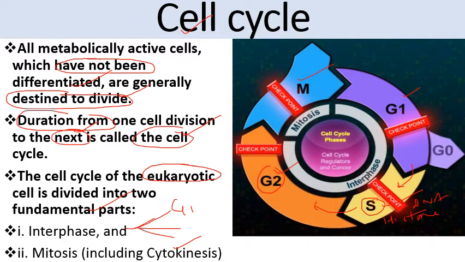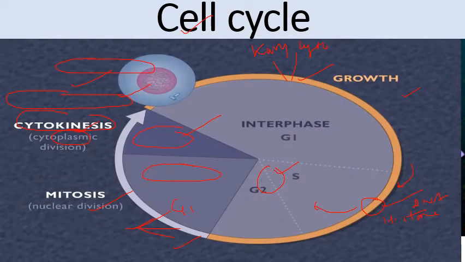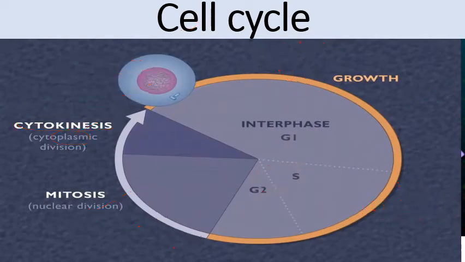It consists of two parts. One is karyokinesis, the division of the nucleus, and the second is cytokinesis, the division of the cytoplasm. So this is the cell cycle. The three subphases of interphase, G1, S and G2, are combined to form one phase, the interphase.